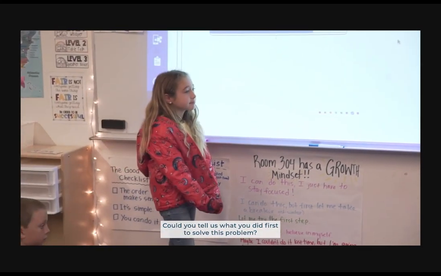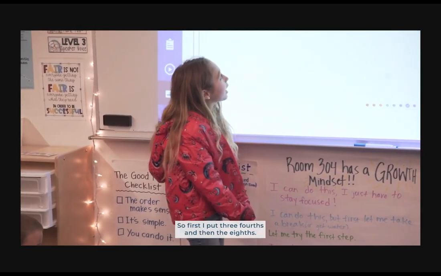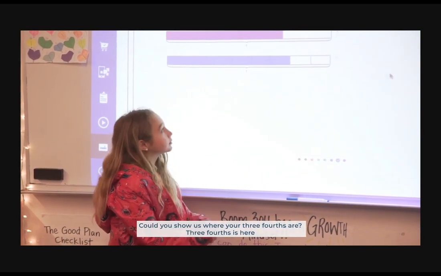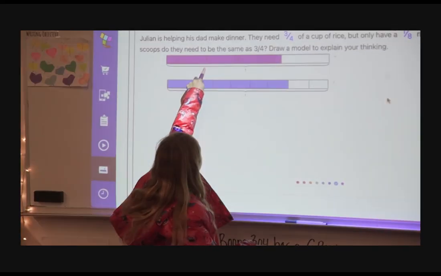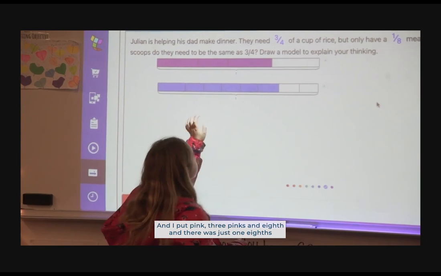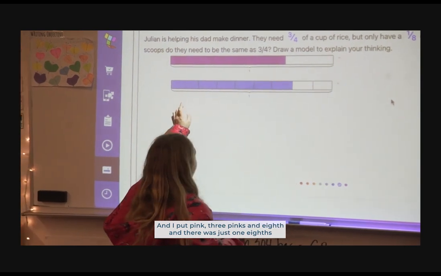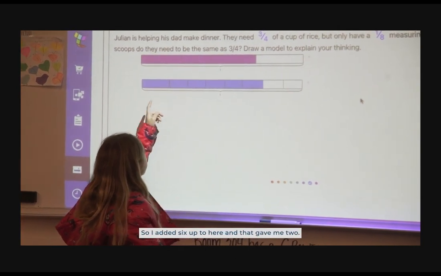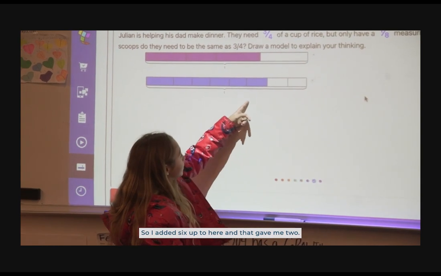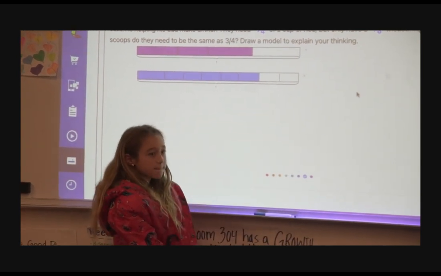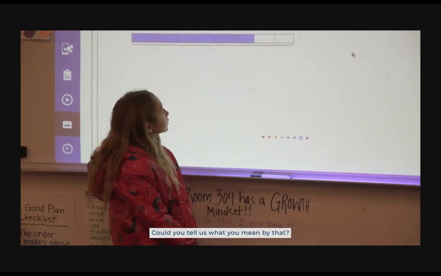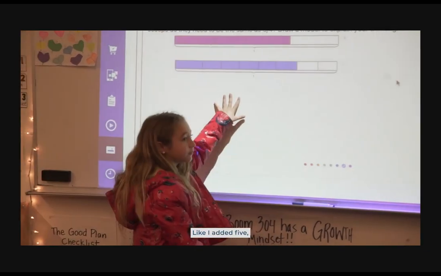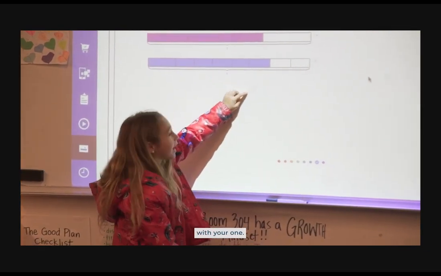Could you tell us what you did first to solve this problem, Slay? Yeah. So first I put 3/4 and then the 8. Could you show us where your 3/4 are? 3/4 is here, and I put paint 3 paints and 8, and there was just 1/8, the 1, and that didn't really feel right, so I added 6 up to here, and that gave me 2. Okay. You said you added 6. Could you tell us what you mean by that? I added 5 up to here because and then with your 1.